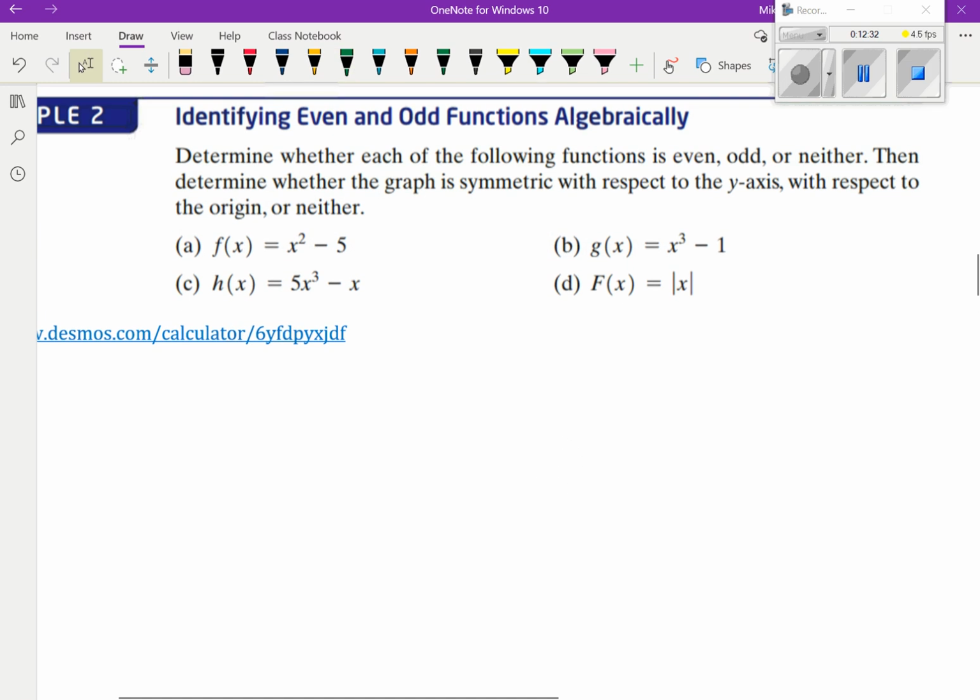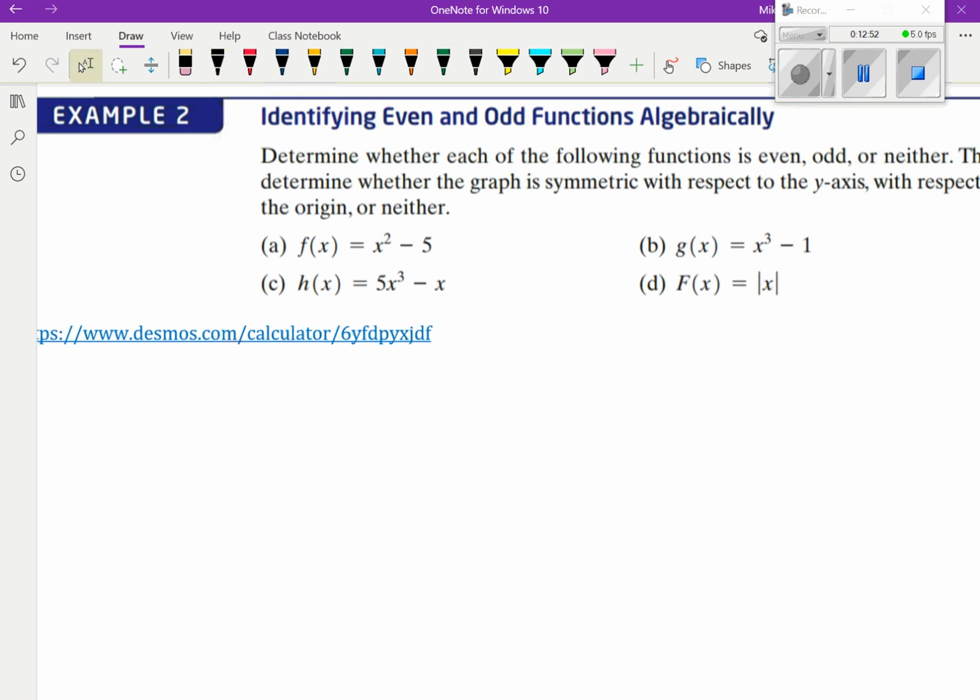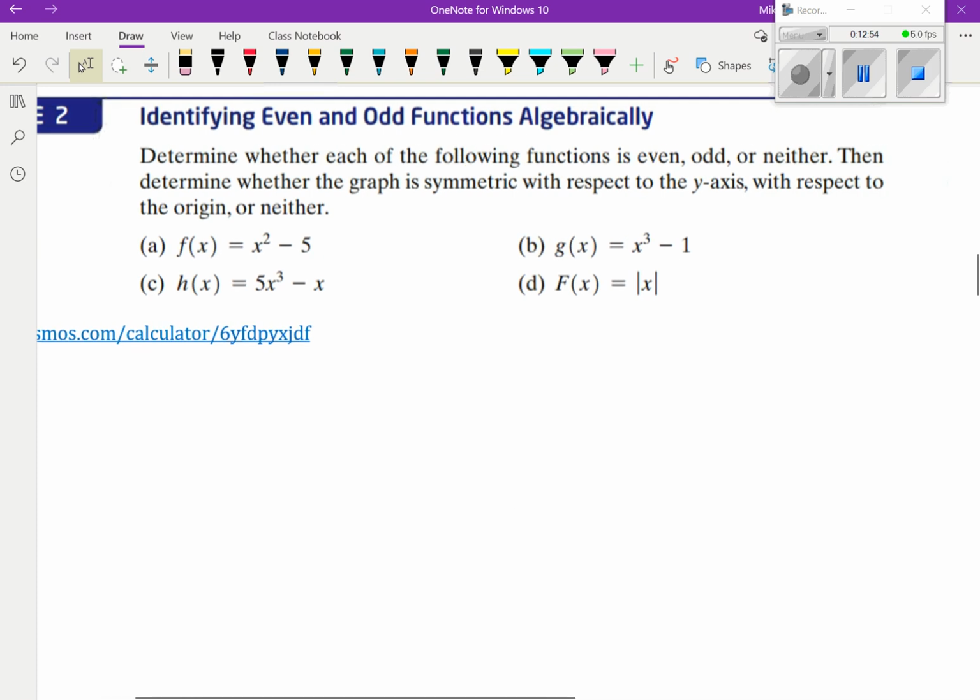All right, so what if we take a look now at just equations? So algebraically, how do we determine if an equation is going to end up being symmetrical with respect to the y-axis, symmetrical with respect to the origin, or is it neither? So basically, is it an even function, an odd function, or neither? And then once we have these, I've got a Desmos loaded up here. We'll take a look at Desmos also.